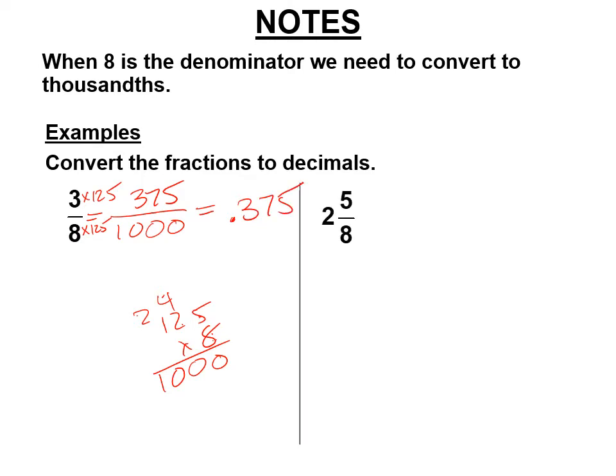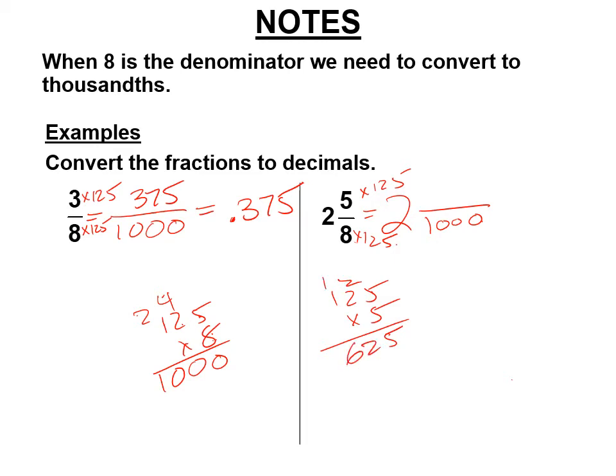All right, so what's 2 and 5/8? Well, we know we're not going to put it over 10 or 100. We got to put it over 1,000, and we're going to multiply by 125. 8 times 125 is 1,000. What is 5 times 125? 5 times 5 is 25. 5 times 2 is 10, plus 2 is 12. And that is 625. So this is 2 and 625 thousandths as a decimal, 2.625.